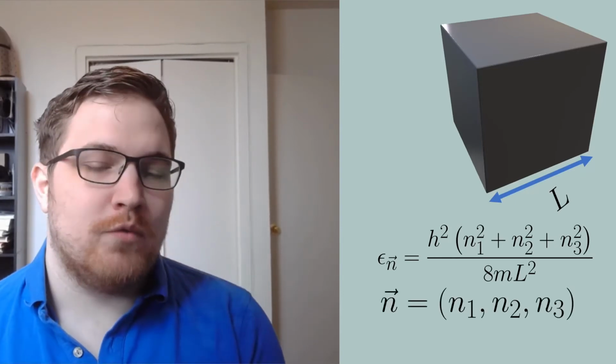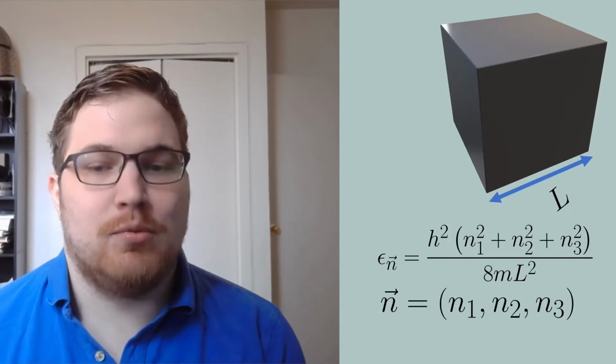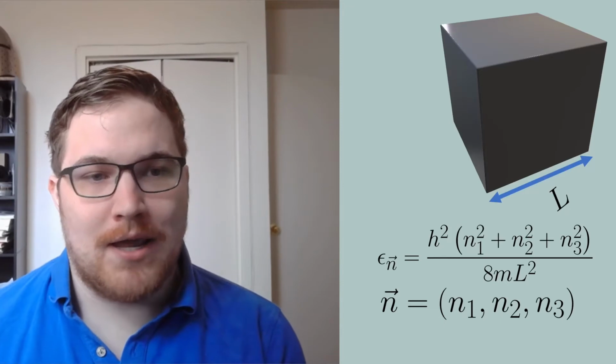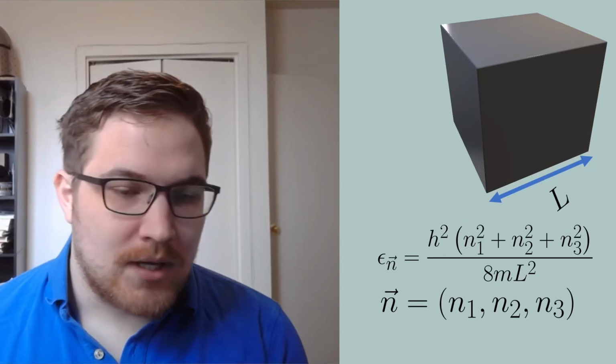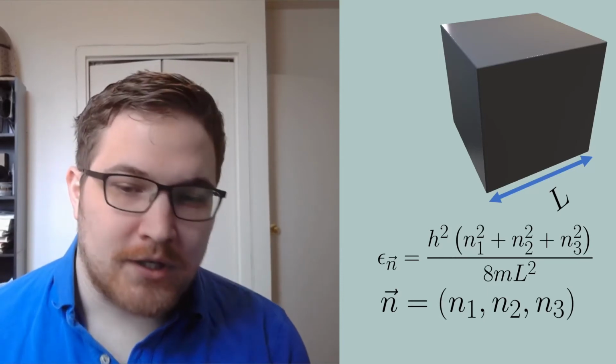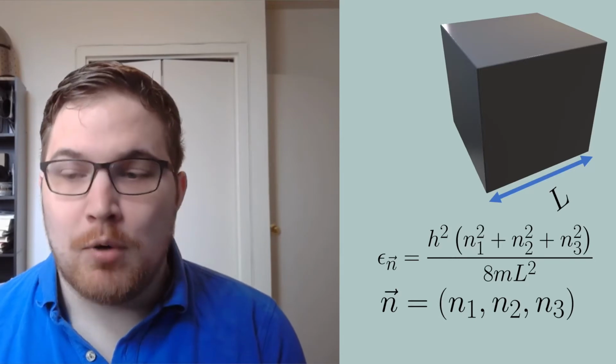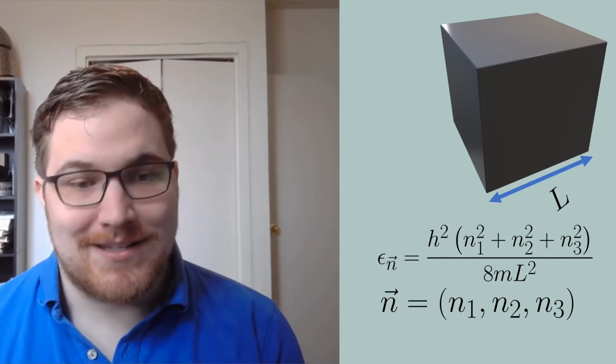Throughout the video, we will regularly write the vector n as a label for n1, n2, and n3. This is as far as our quantum treatment goes. We will not consider whether these particles are fermions or bosons, but we will consider them to be indistinguishable.